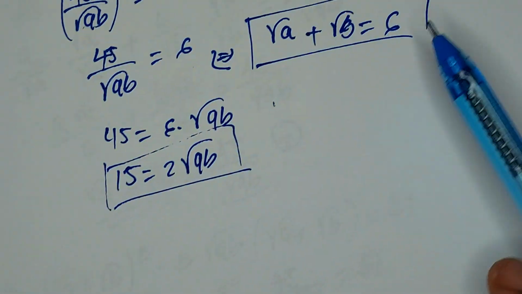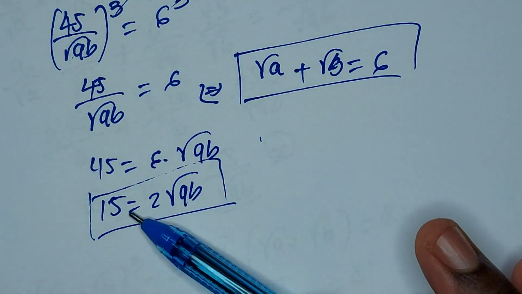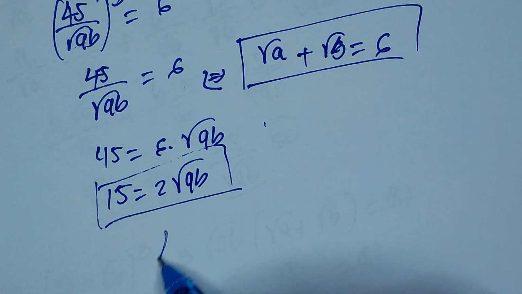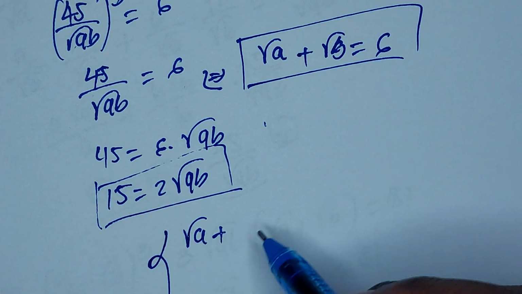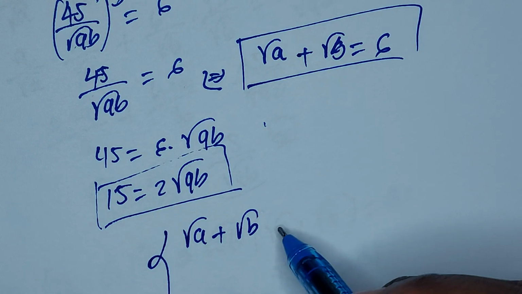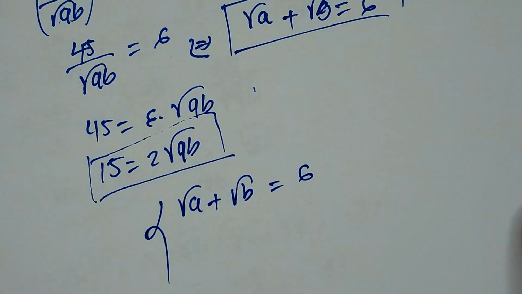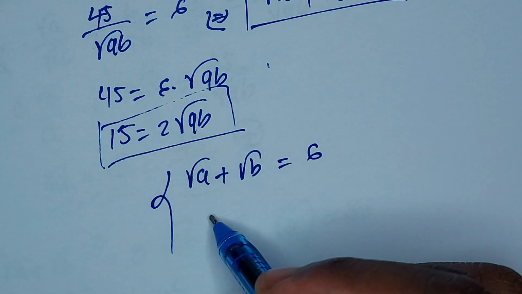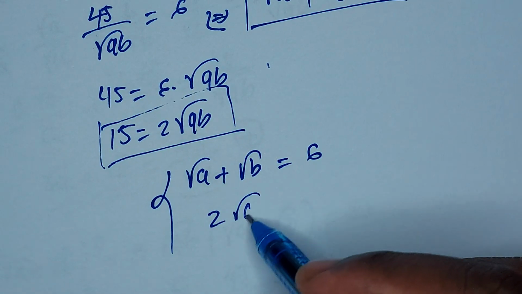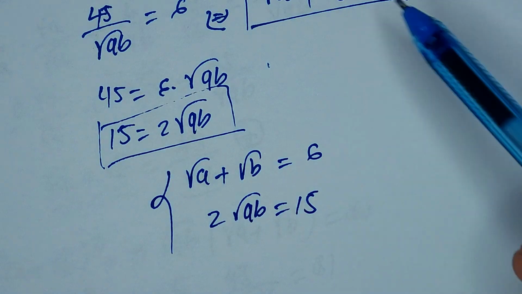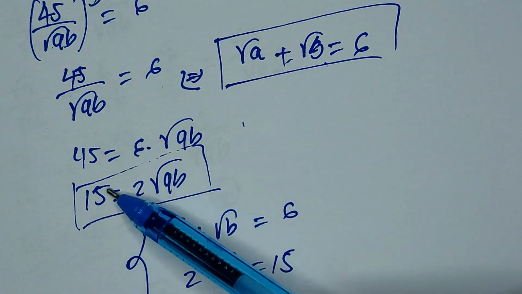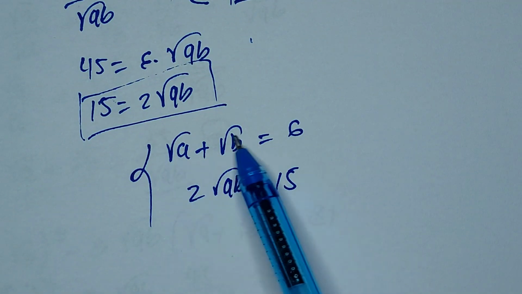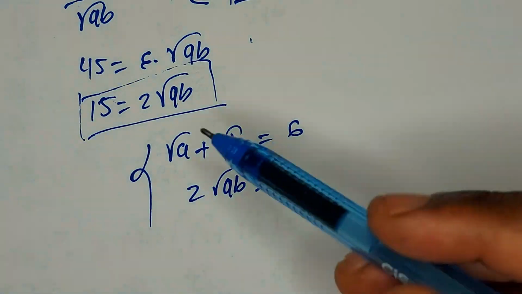So I'm going to pick this equation and this equation. I'm going to make a system. So I'm going to have square root of A plus square root of B, right, equals 6. So guys, from here we have 2 square root of AB equals 15, which is this one, and this one. I'm going to square both sides of this first equation.